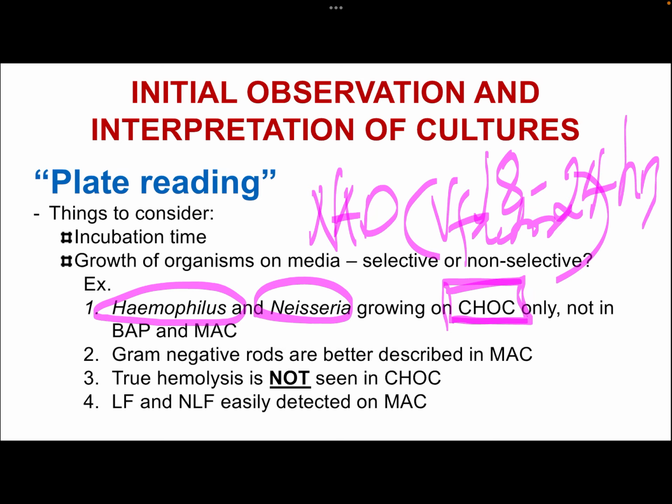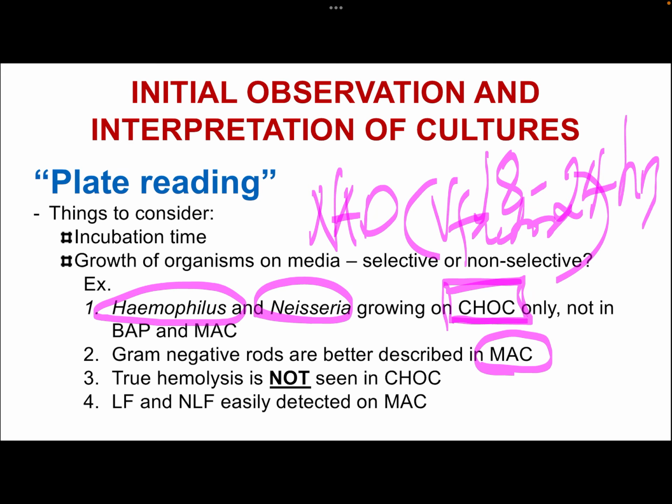Another thing, gram-negative rods are better described in MacConkey, of course, because remember, you can see lactose fermenters and non-lactose fermenters. In the first place, MAC is a selective medium for gram-negative, and also it's differential in the sense, again, that it can differentiate microorganisms based on their lactose fermenting capacity.